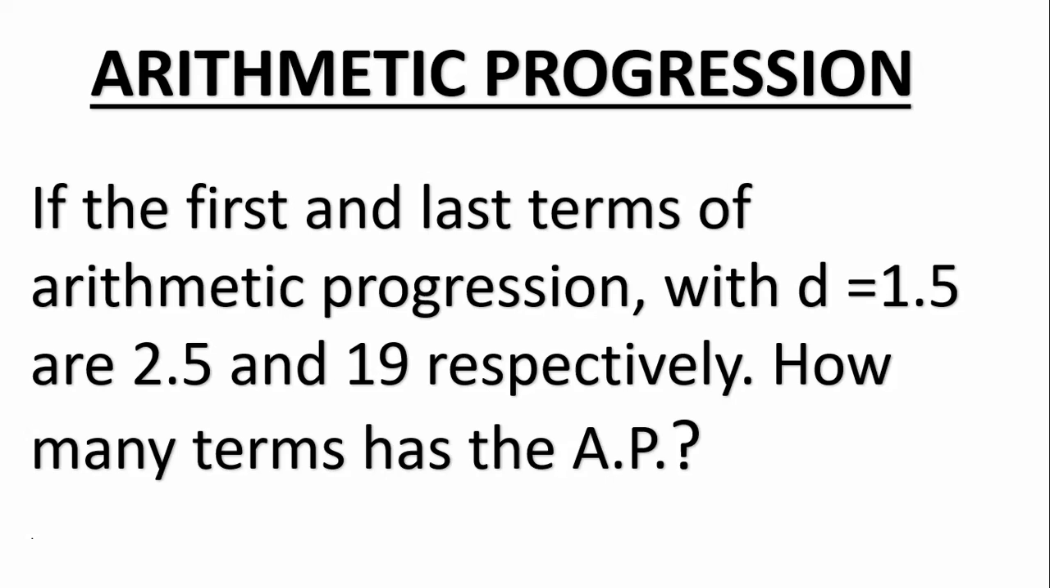This problem is all about arithmetic progression. They said if the first and the last term of an arithmetic progression with d equal to 1.5 are 2.5 and 19 respectively, how many terms has the AP? So now you can pause the video, solve it, and look at what is the solution to this particular problem.